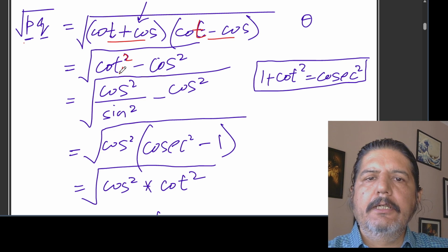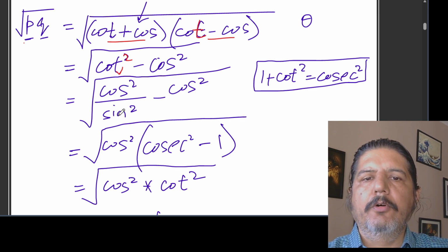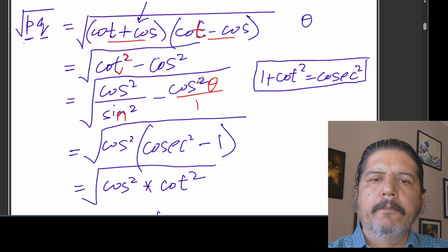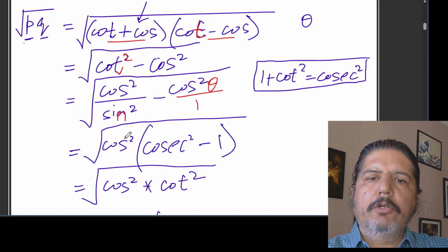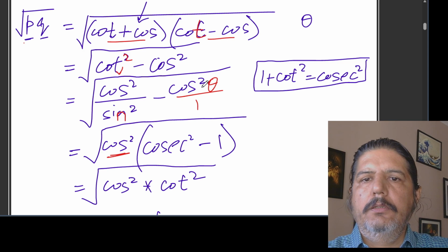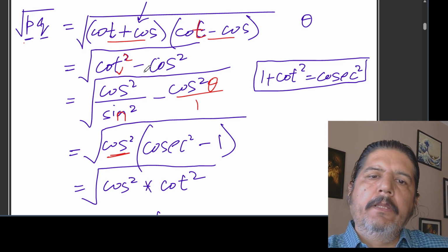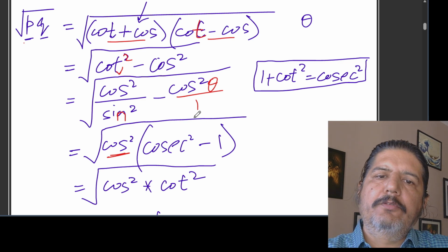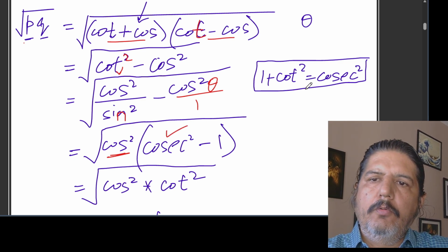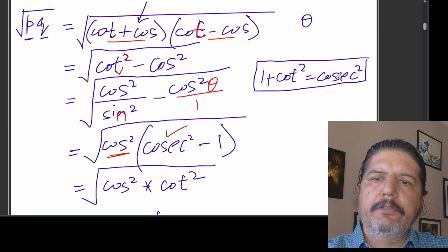So cot square theta, I write this as cos square upon sin square, minus cos square theta upon 1. So I have done factorization, taking cos square outside the bracket. So 1 upon sin square theta would be equal to cosec square theta minus 1. Now 1 plus cot square theta is equal to cosec square theta. So cosec square theta minus 1 would be equal to cot square theta, and that is written here.